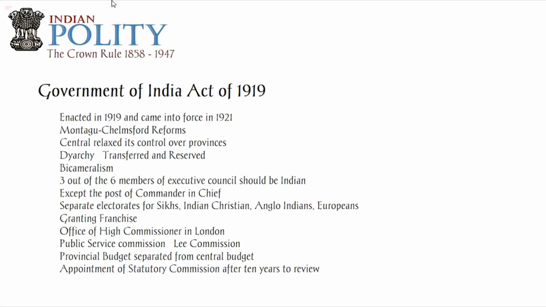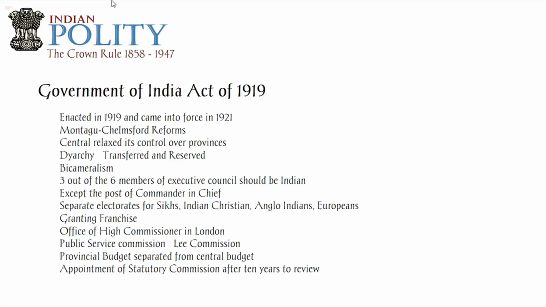However, this experiment was largely unsuccessful. It also introduced for the first time bicameralism and direct election in the country. Thus, the Indian Legislative Council now had an upper house, that is the Council of State, and a lower house, that is the Legislative Assembly. The majority of the members of both the houses were chosen by direct elections.